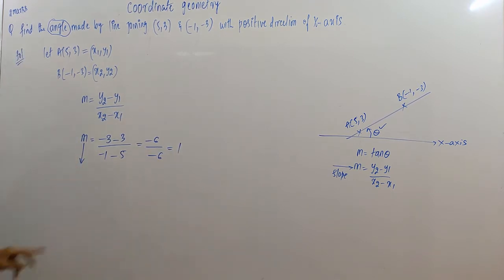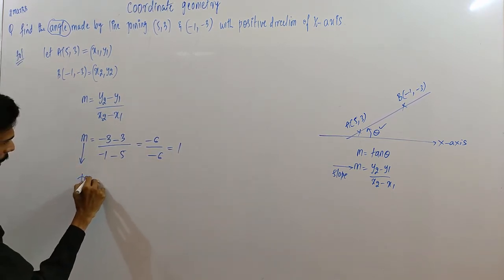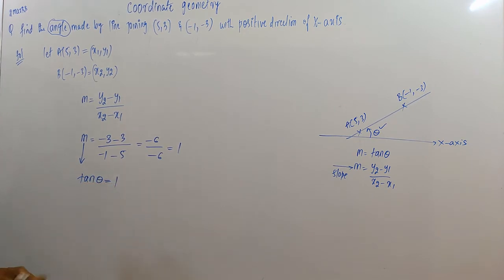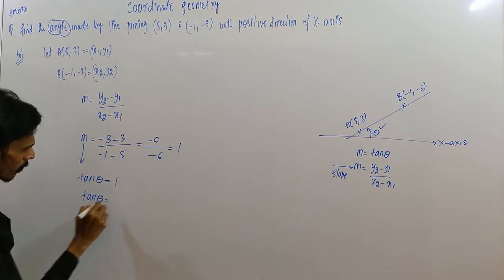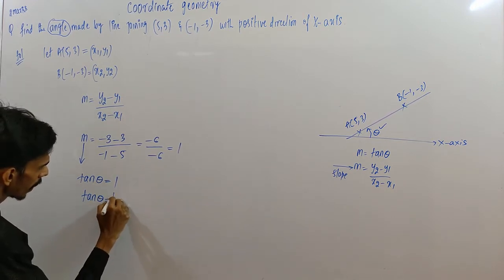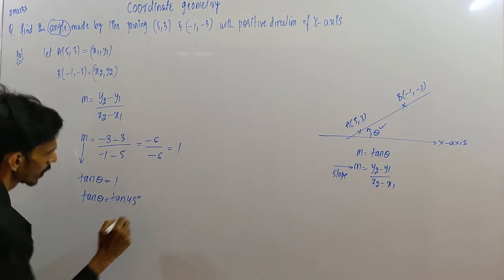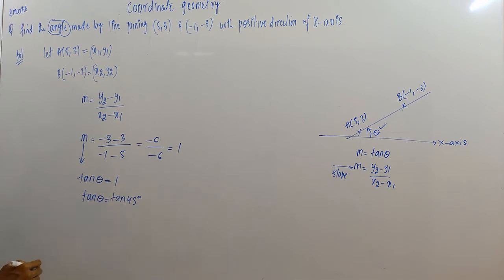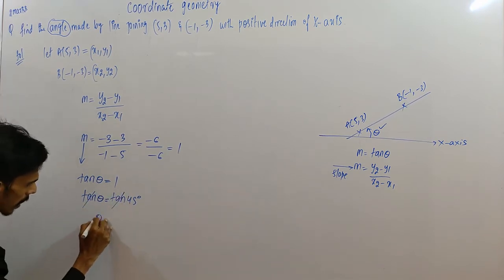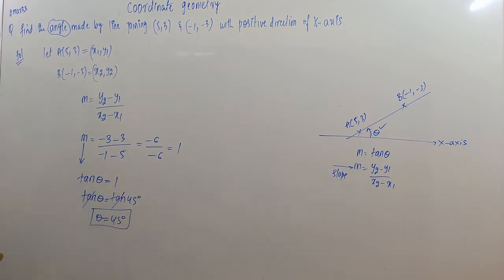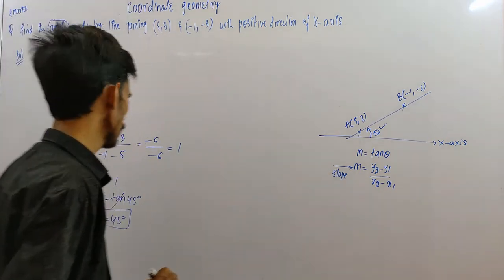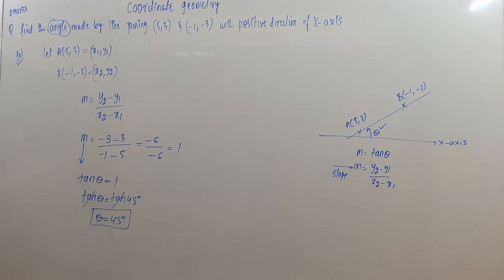Similarly, we have another formula for m, that is tan theta. Tan theta value is 1. In trigonometry, the value of tan will be 1 when theta value should be 45 degree. So 1 value is tan 45. This tan will get cancelled. We have theta is equal to 45 degree. So the angle made by this line is 45 degree. This is the answer for this question.